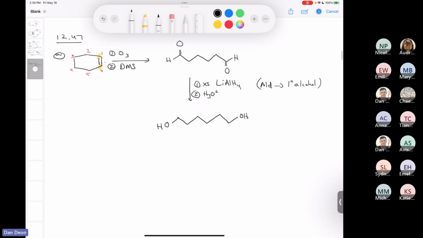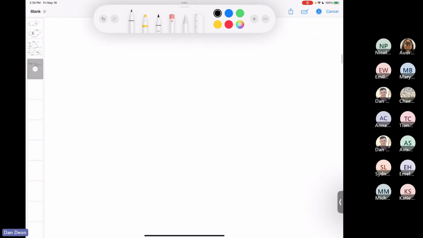Let's move on to 12.47D. And in D, we're starting out with this compound. I've asked this question on a quiz before. So we're starting out with an aldehyde.